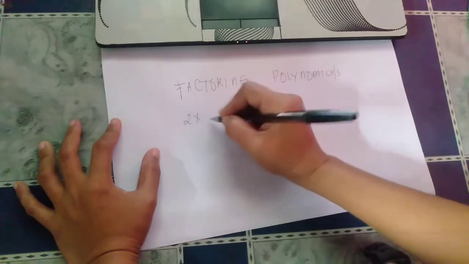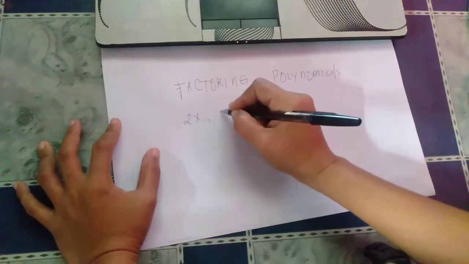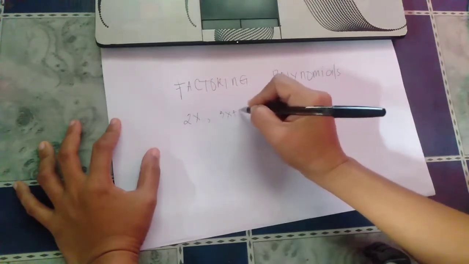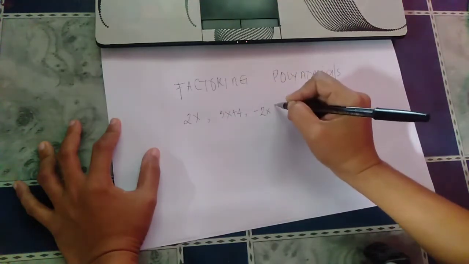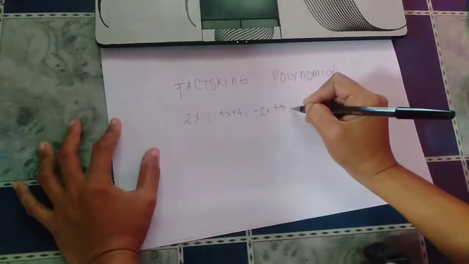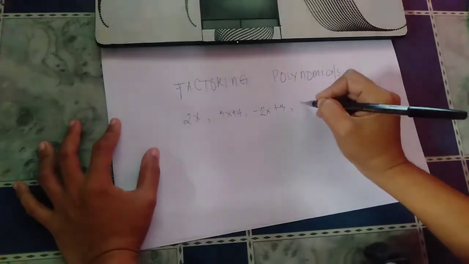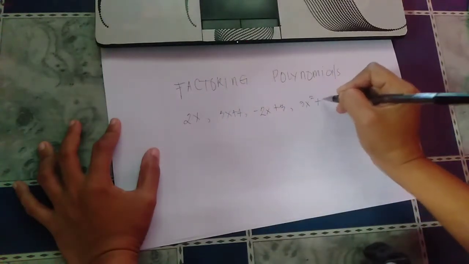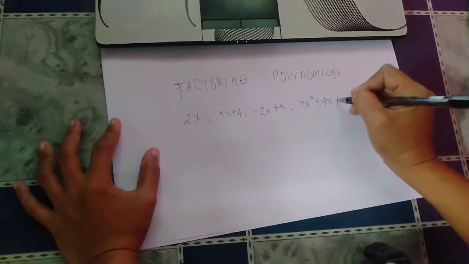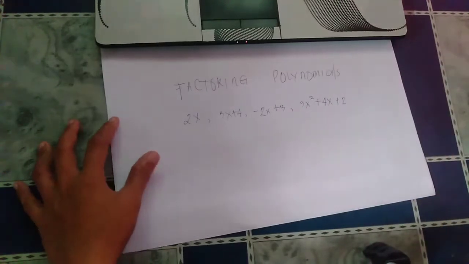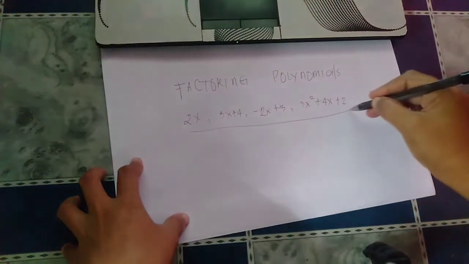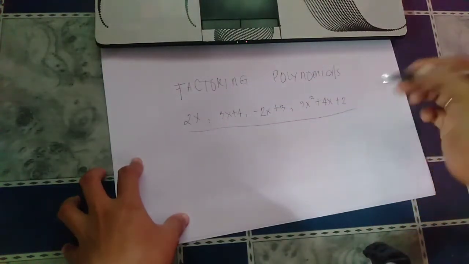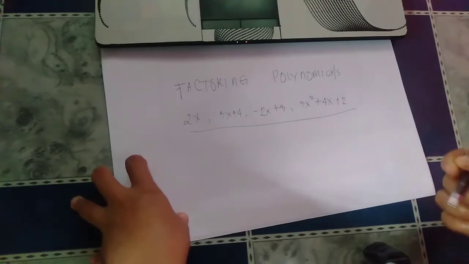2x. Then we have 3x plus 4. Another one is negative 2x plus 3. And 3x squared plus 4x plus 2. So in these following expressions, these are different kinds of polynomials.